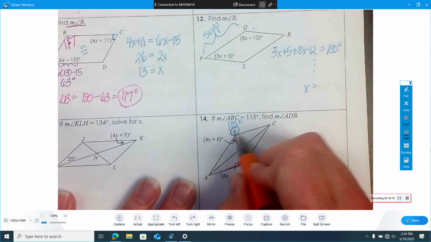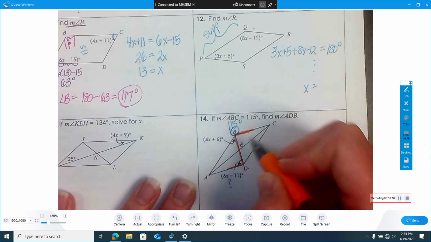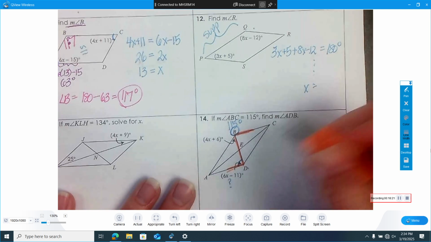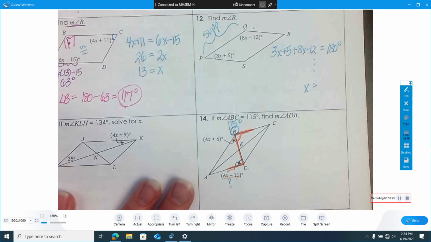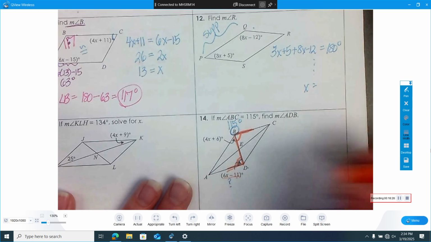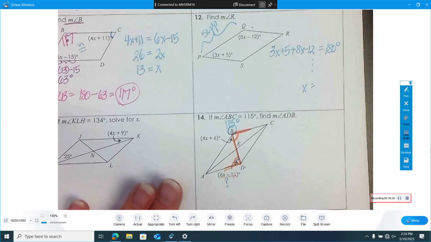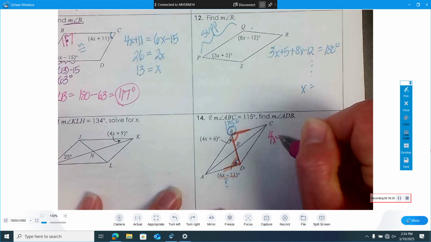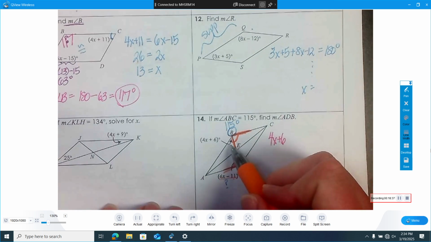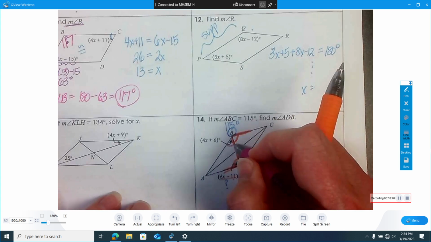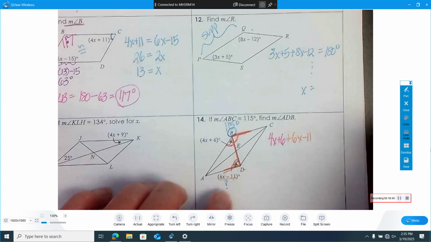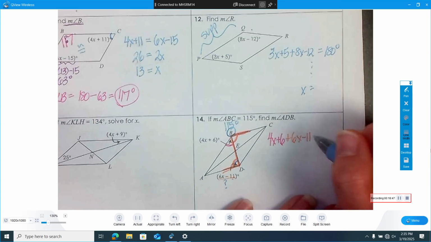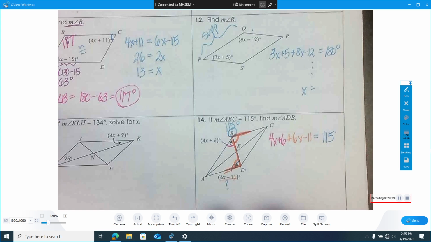Alternate interior angles. Right here, ladies and gentlemen. Do you see the Z? This angle is also 6x minus 11. They are alternate interior angles because we have parallel lines. So now we have our 4x plus 6. So that angle there, the 4x plus 6, plus the orange, 6x minus 11, equals the total of 115 degrees.